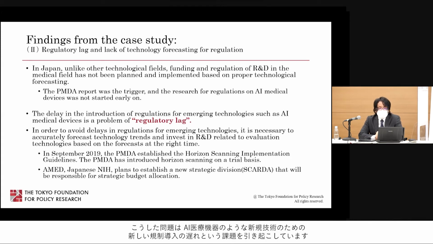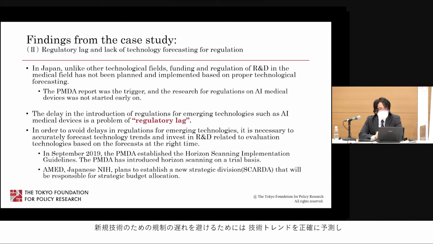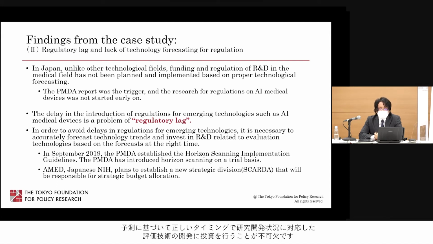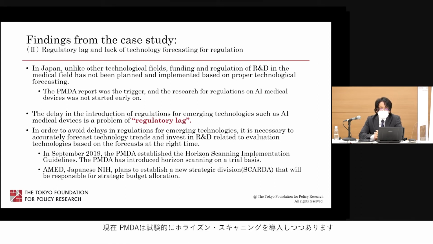The delay in the introduction of new regulation for emerging technology, such as the AI medical device case, is a problem of regulatory lag. In order to avoid delays in regulation for emerging technology, it is necessary to accurately forecast technology trends and invest in R&D-related evaluation technologies based on forecast at the right time. So actually, in September 2019, the PMDA established the new forecasting tool, the horizon scanning implementation guideline. The PMDA has introduced horizon scanning on a trial basis.